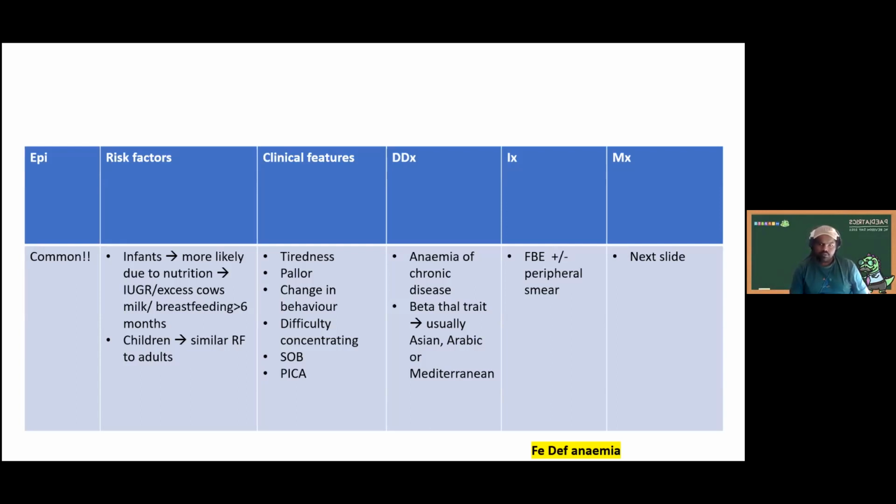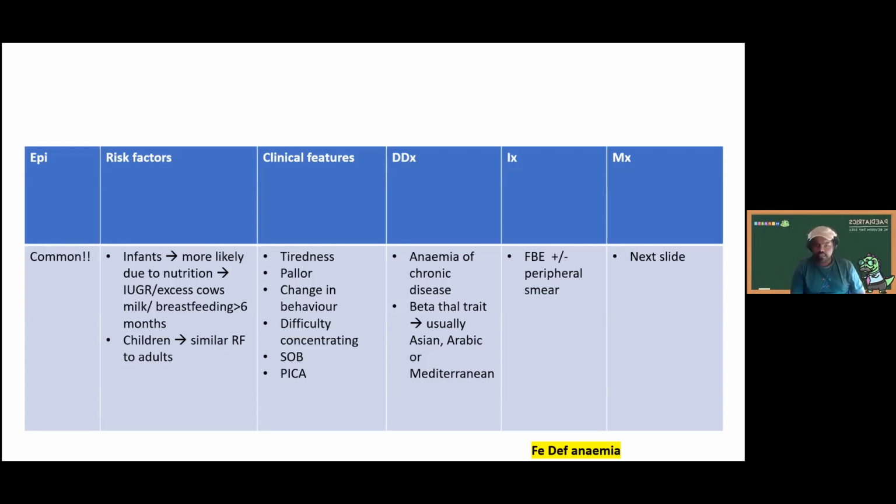In terms of your differentials, there are two main ones that I think about. First of all, could it be an anemia of chronic disease? Or could it be something like a beta thal trait, which we'll go through later? Often in Monash, the indicator for beta thal trait is the ethnicity of the child. In terms of investigations, it's an FBE plus or minus a peripheral smear, and you can consider iron studies, but I'll talk about that a little bit later. Then we have management, which is quite important for you all to understand.